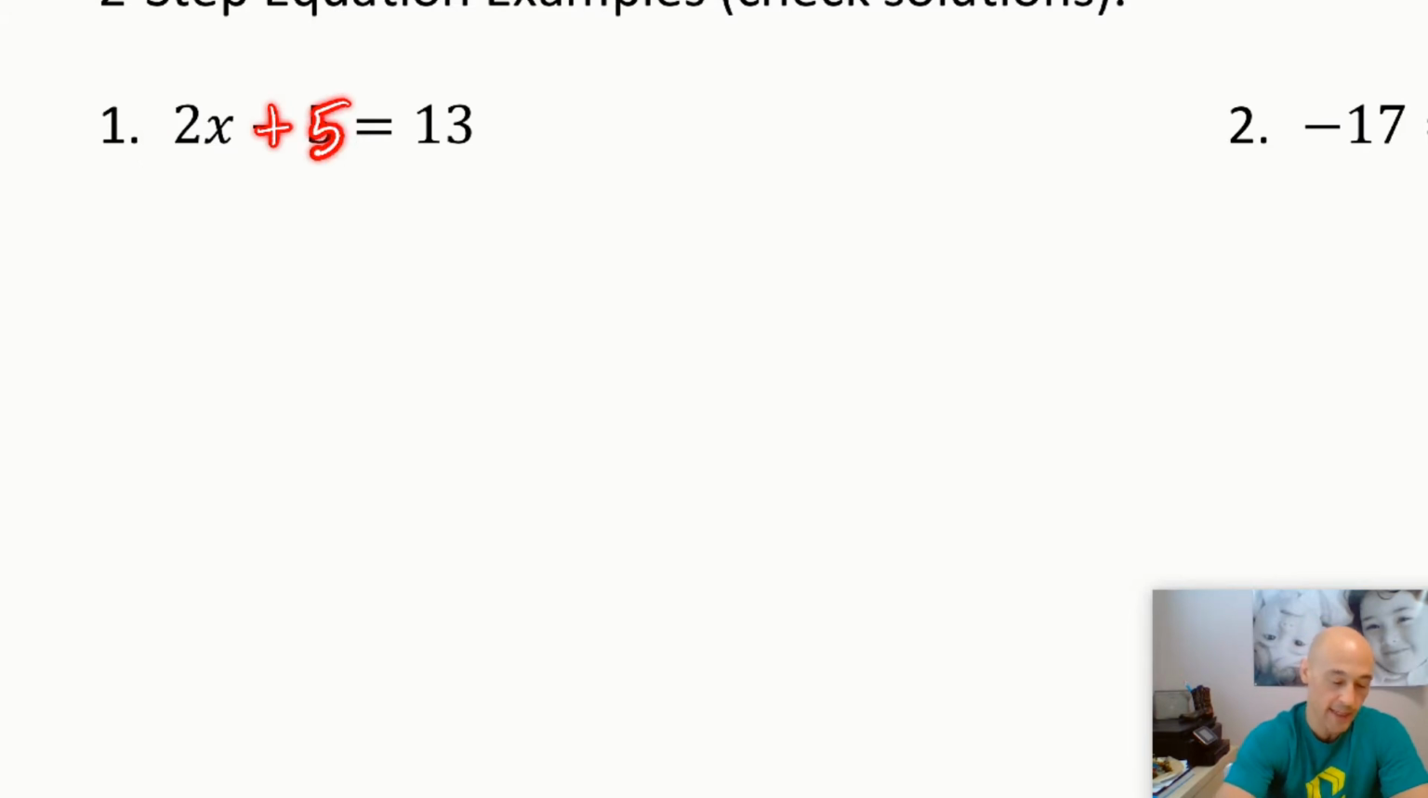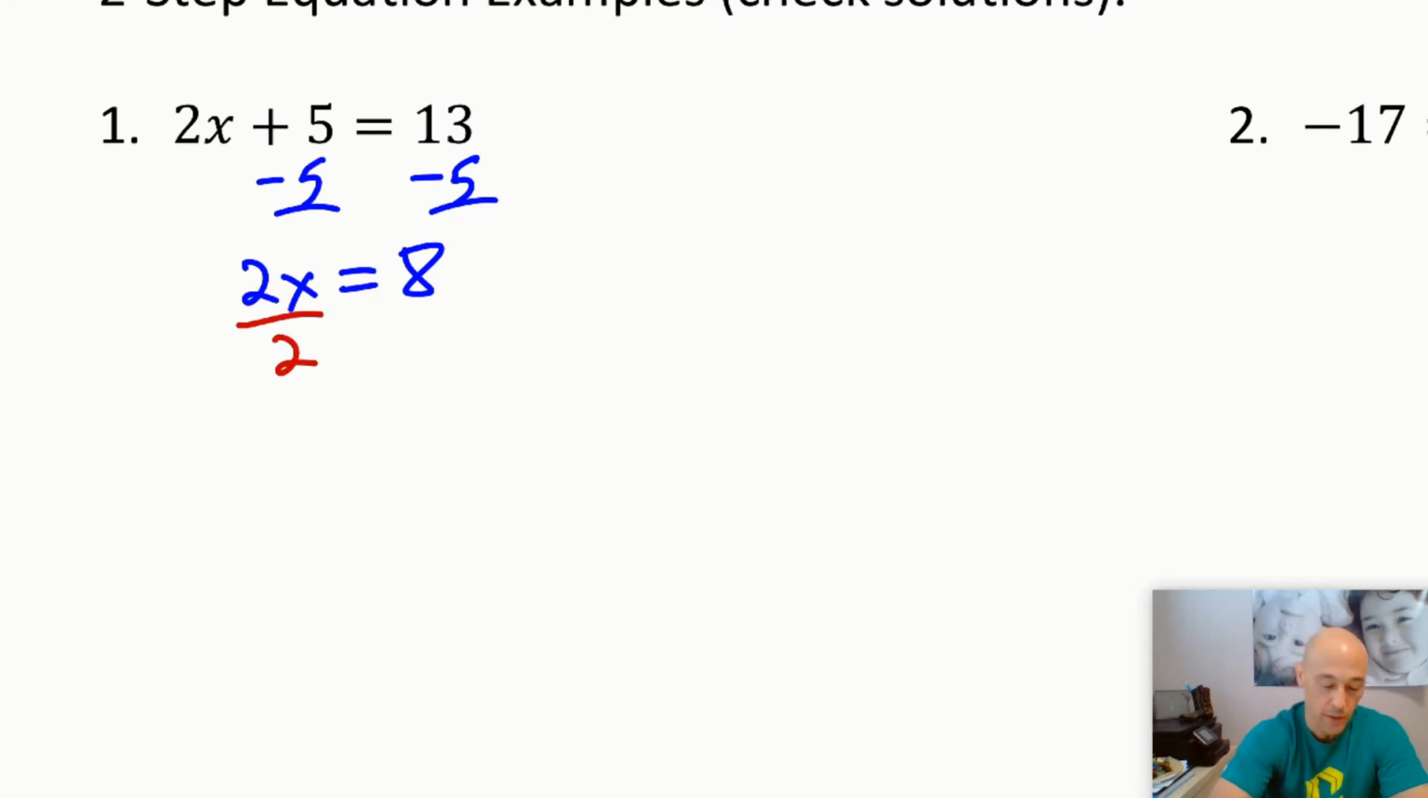Here is an addition. So the inverse operation of addition is subtraction. So this makes it 0. So we have 2x on the left is equal to 13 minus 5 is 8. Our next step, well, we have 2 times x. The inverse operation of multiplication is division. So we divide by 2. And that gets our x by itself. 8 divided by 2 is 4.